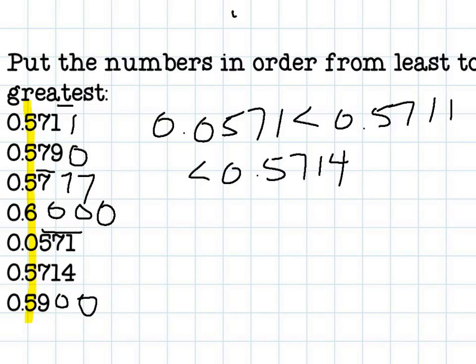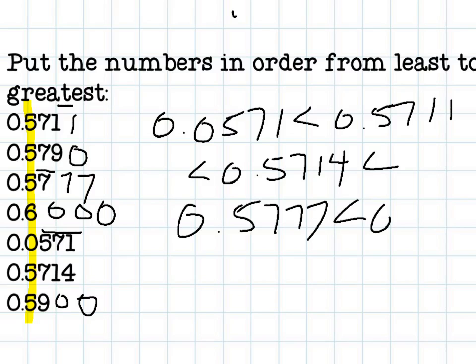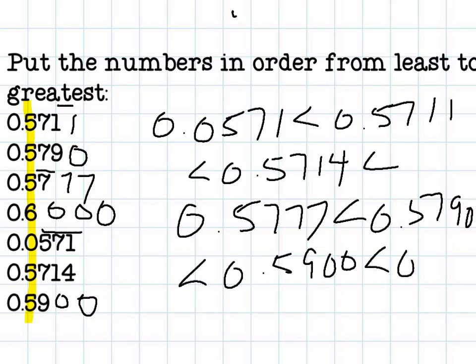Then it would be 0.5714. Then the next decimal in order would end up being 0.5777, then 0.5790, then 0.5900, and then finally 0.6000. Now, if you write the numbers without all the zeros on it, those would be your original numbers. So what we can end up doing is crossing off all of the zeros that we annexed at the end in order to compare the numbers.